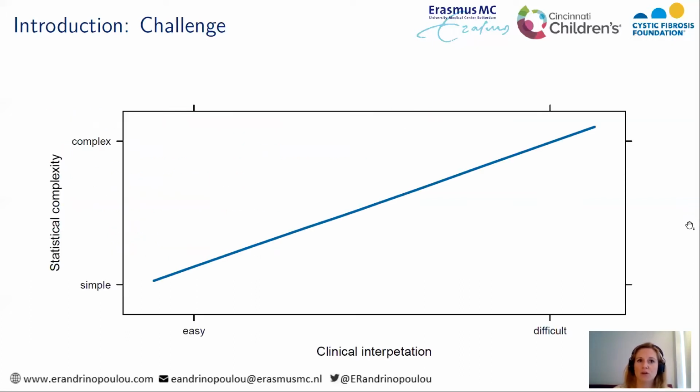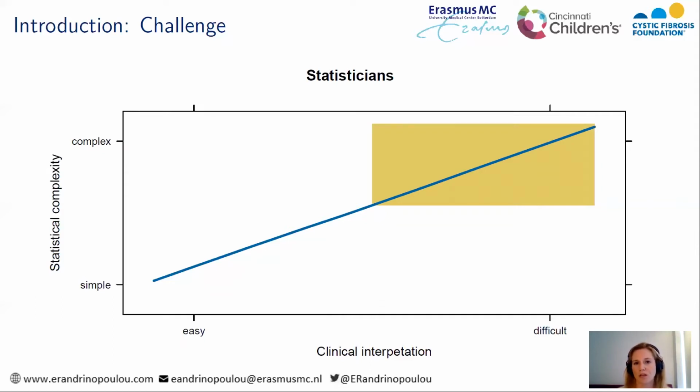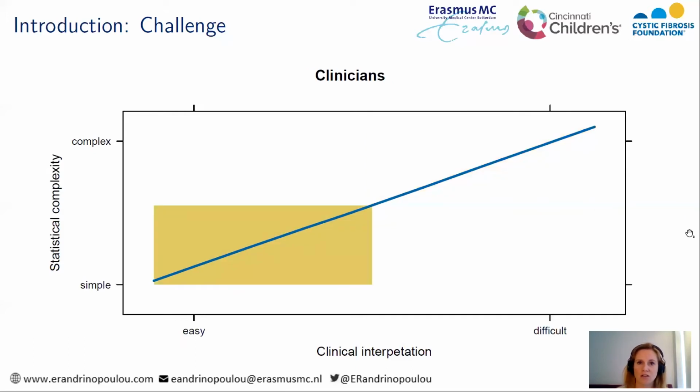So first, I would like to start with the challenge that we face, and particularly in this figure, you can see the association between the statistical complexity and the clinical interpretation. And as you can see, those two are positively correlated. The more simple models you have, the more simple analysis and interpretation you get. So statisticians tend to build complex models that lead to a difficult clinical interpretation. And on the other hand, clinicians assume simple statistical models which lead to easy interpretation.